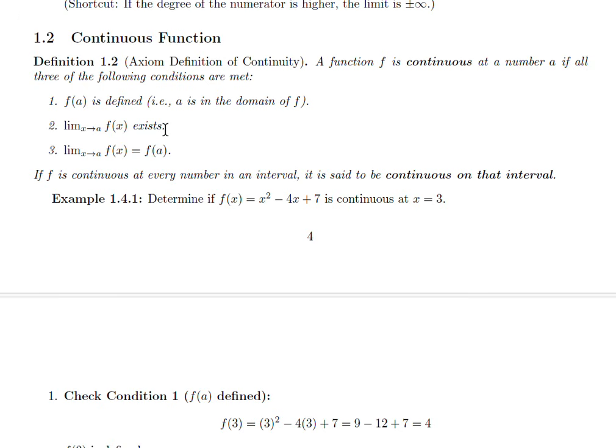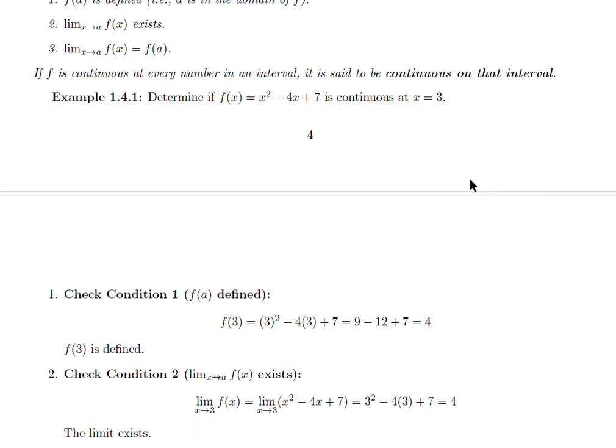Now this second condition, for this limit to exist, the limit of f of x as x approaches a from the left and the right must be defined. That's when we can say this limit exists. We'll see all this in an example. If f is continuous at every number in an interval, it is said to be continuous on that interval. Okay, let's see this example.